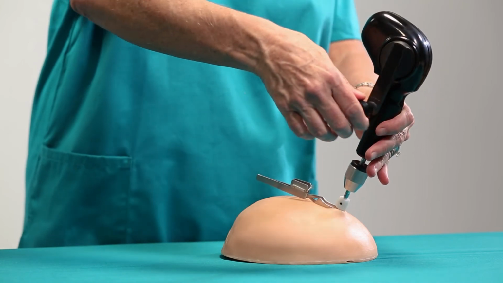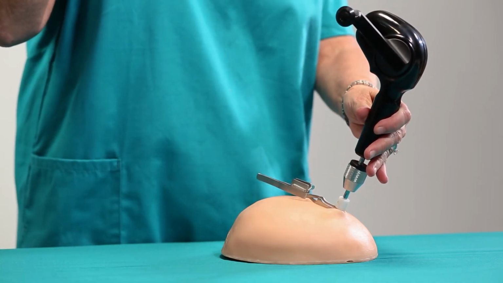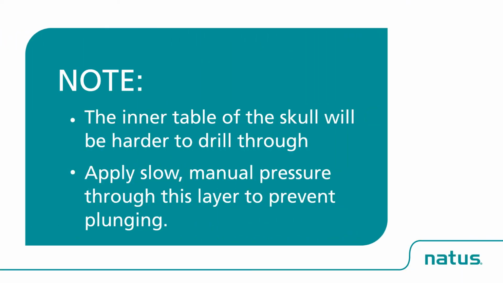Once through the first layer of compact bone, the drilling will become easier through the cancellous bone. Once the inner table of the skull is reached, it will become more difficult to drill through. Apply slow, manual drilling through this layer to prevent plunging into the brain.